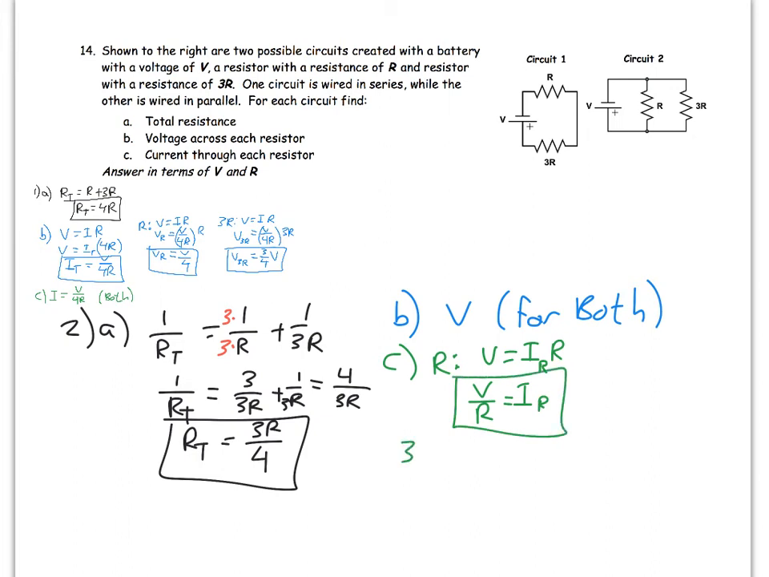For the 3R resistor, same thing. I'll use Ohm's law once again. The voltage across it is V. I'm solving for the current through the 3R resistor, and its resistance is 3R. So when I solve for that, I get V over 3R is equal to the current through that 3R resistor.